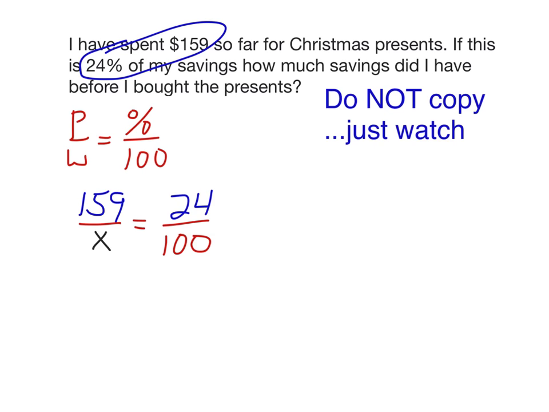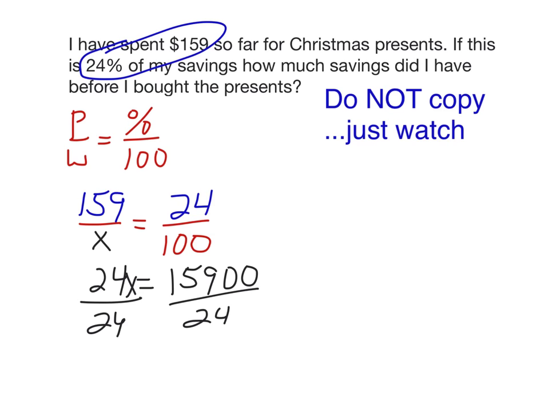Think about it. Cross multiply and solve. 159 times 100 means add 2 zeros. So now we divide by 24, both sides. Now let's go off to the side. 159.00 divided by 24. 24 does not go into 15, so nothing's going to go above the 5, but it does go into 159.